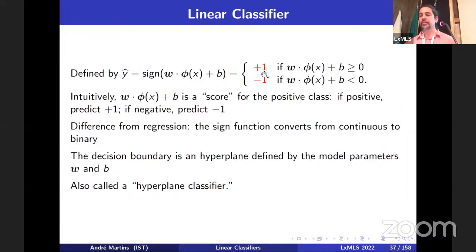You can think of the argument of the sign function, this part here, as a score for the positive class. So if this quantity is very positive, then the model is highly convinced that the correct label is +1. If it's very negative, then the model is convinced that it's really -1. If it's somewhere close to 0, the model might be a bit uncertain. So now this is the main difference with respect to regression.